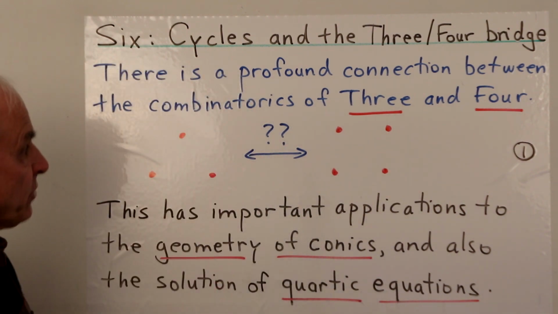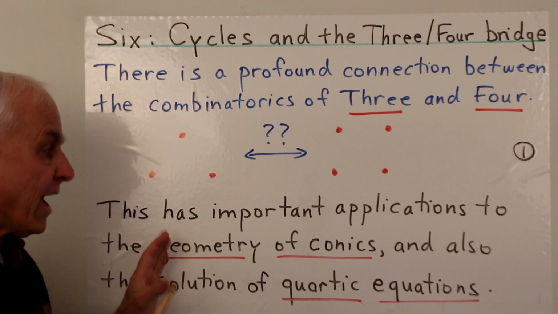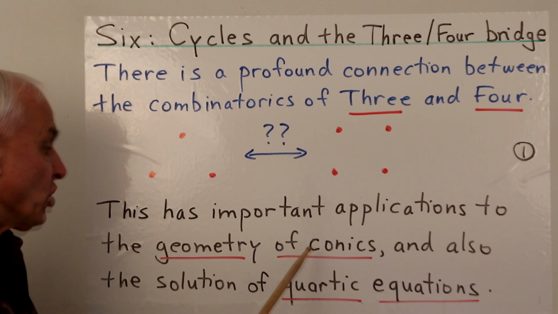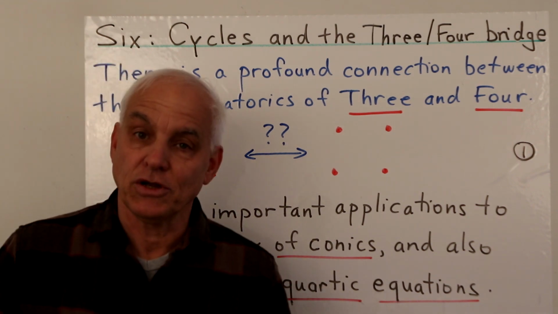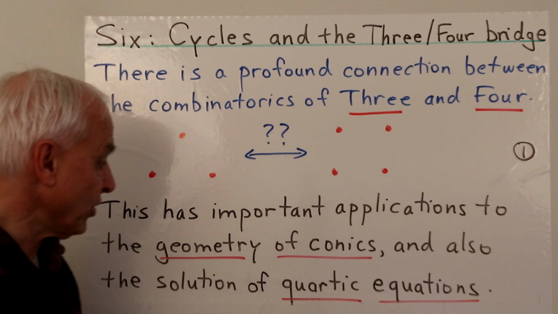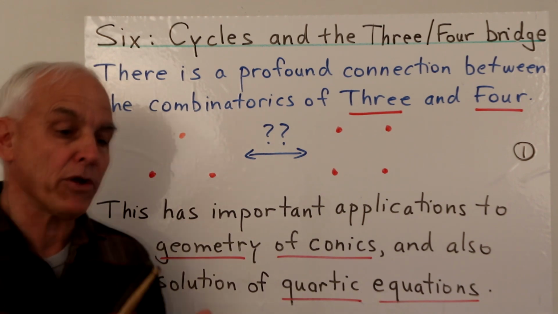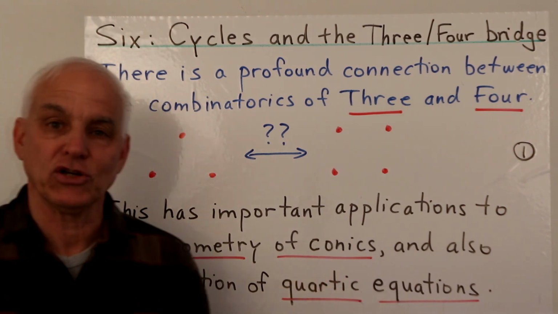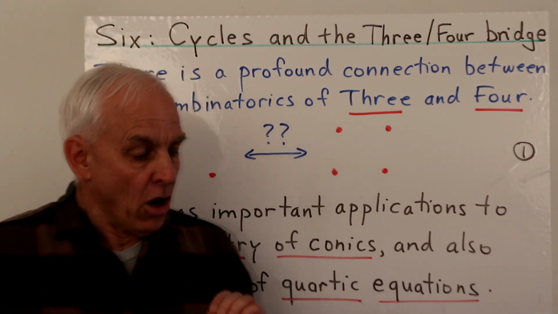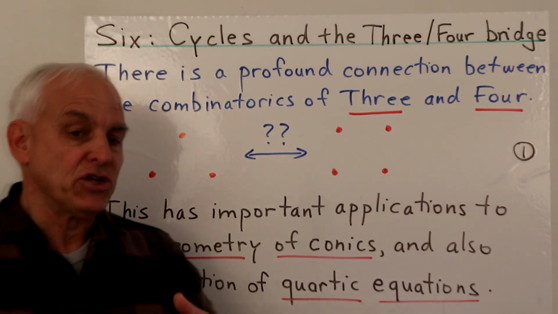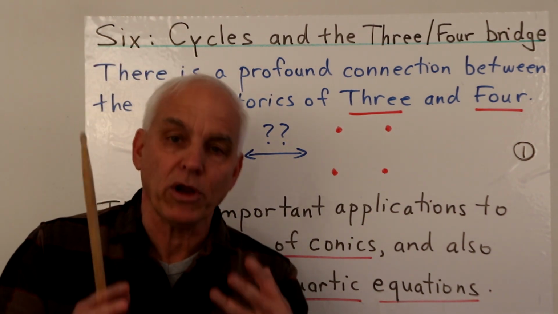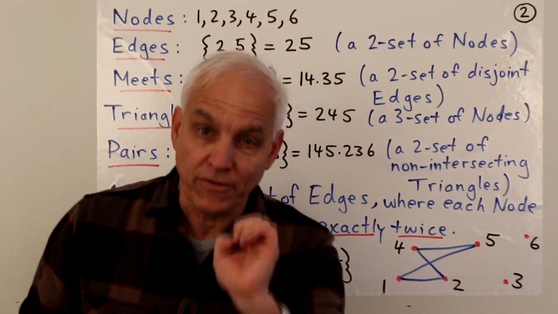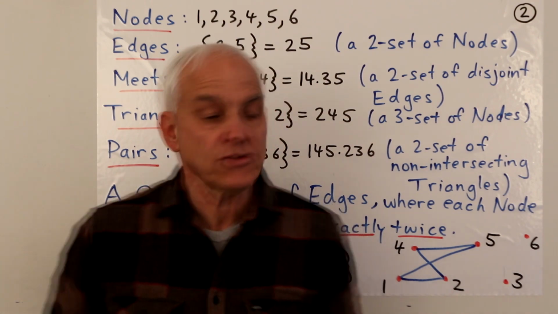This remarkable connection, which we call the 3-4 bridge, actually has applications to a lot of classical mathematics, including the geometry of conics going back to ancient Greek times, as well as to the important problem of solution of polynomial equations, in particular solutions of quartic equations. I will explain these connections in a later video. Also today we're going to be looking at cycles, which are additional kinds of combinatorial objects that we can create from a finite collection. So just a very quick review of some concepts which we've already introduced.